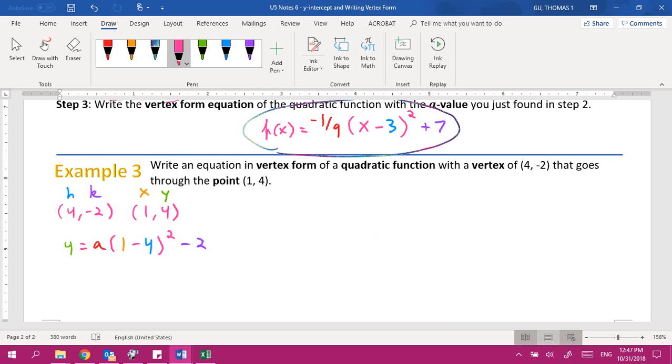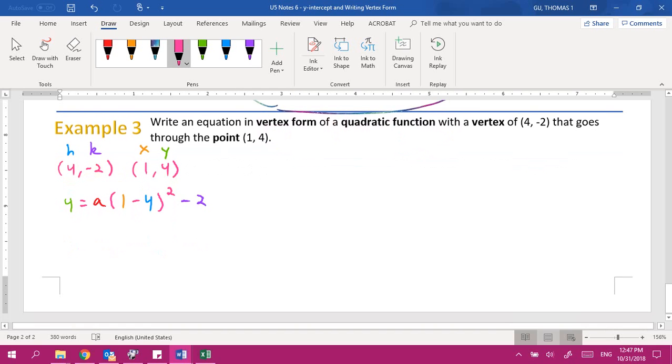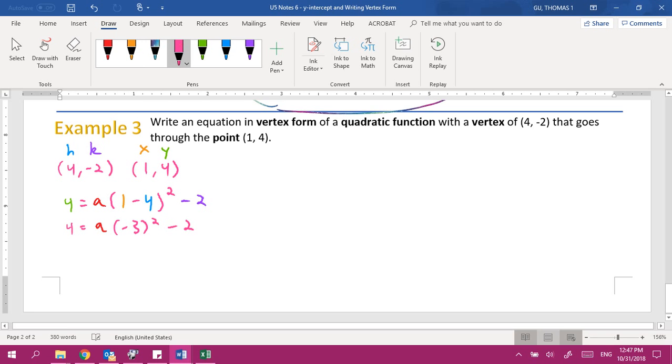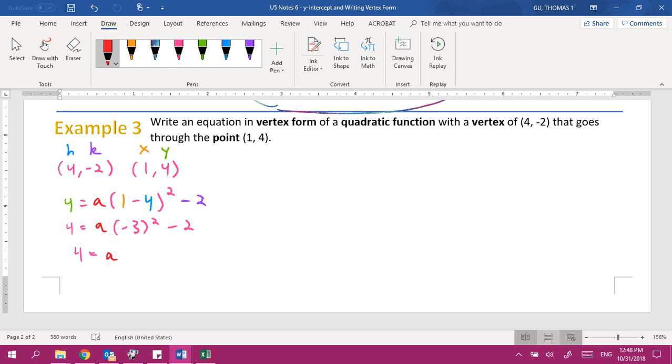So first let's solve what's inside the parentheses. What's 1 minus 4? -3. Right, so it's going to be 4 equals a, parentheses -3, squared, -2. Next we've got to square what's inside the parentheses. What's -3 squared? 9. Right, +9. So 4 equals a times 9, -2. Then what do I do from here?